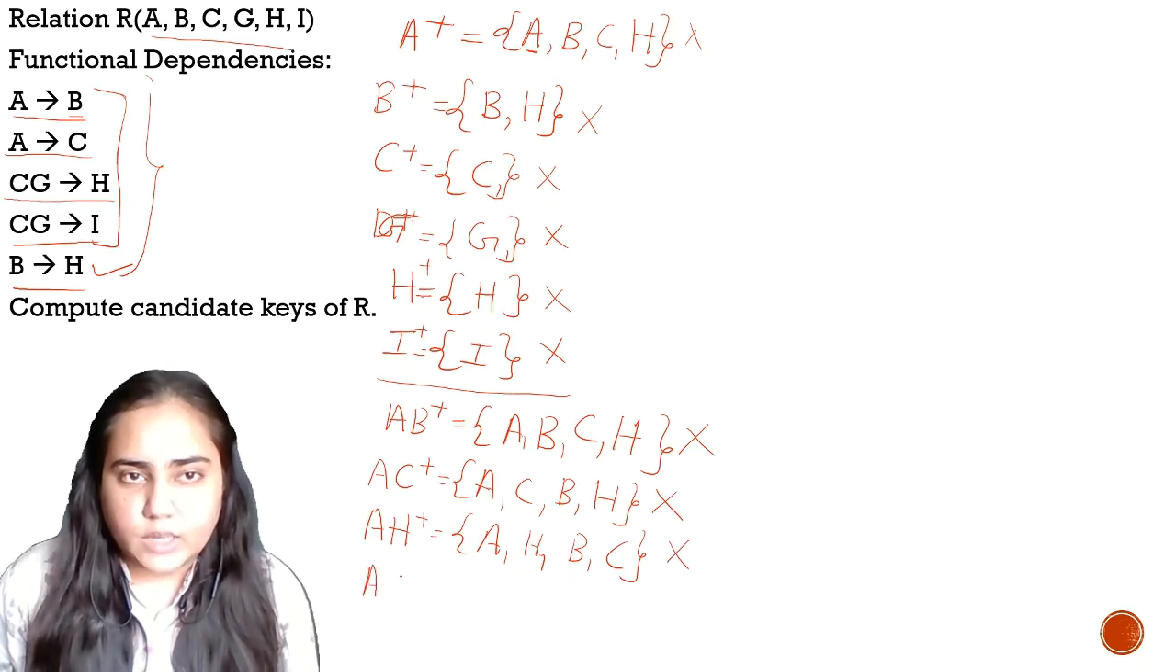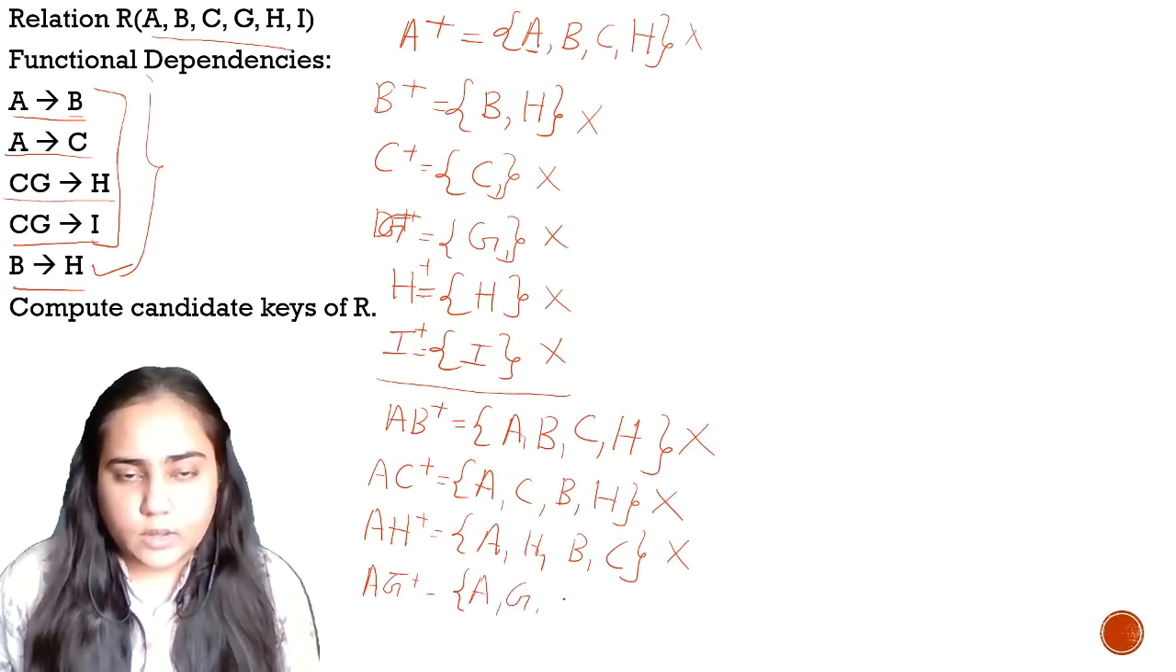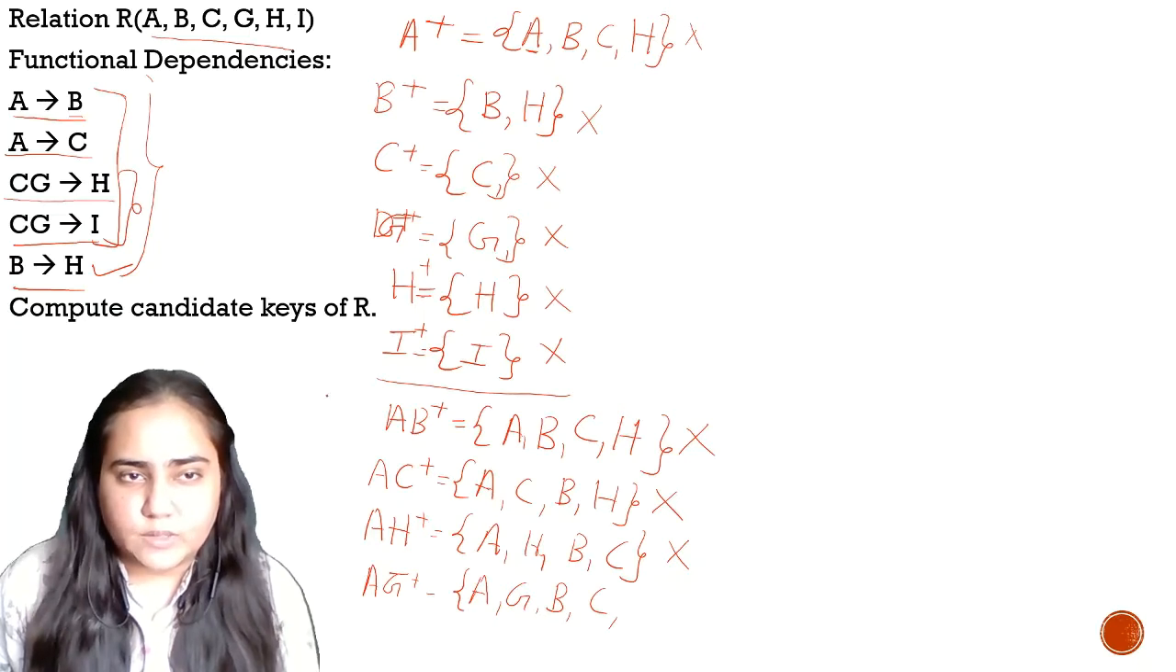Next, I have G plus, which is remaining. So AG plus. In this case, I'm going to add A and G. And now because of A, I can add B, I can add C. Now, notice that I have C and G both present, which means I can finally make use of these two dependencies and go ahead and add H and I.